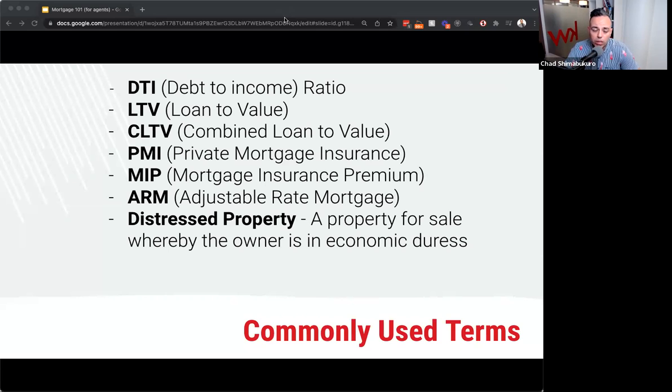Is that a good idea? Well, the one good thing is they're probably going to be paying a much lower interest rate on a loan that's fixed for 3 years than on a loan that's fixed for 30 years.